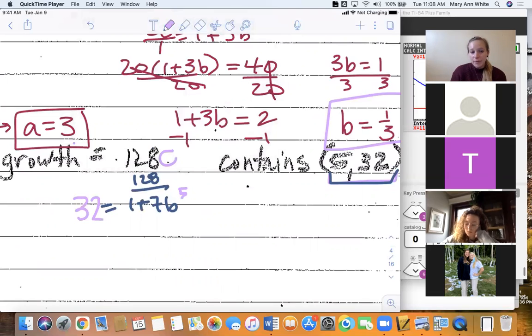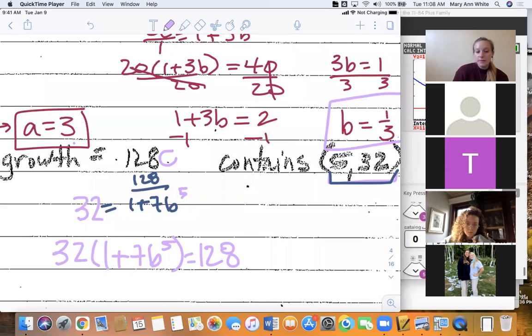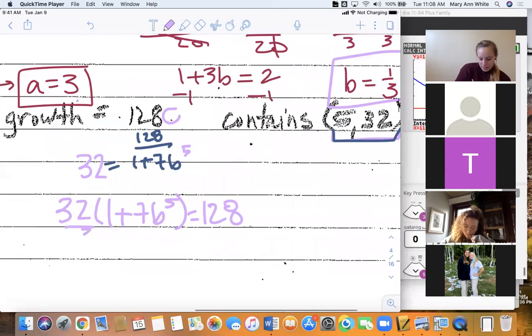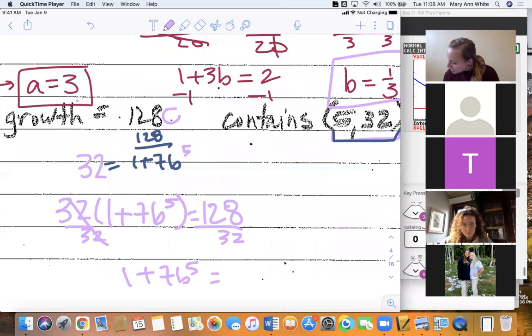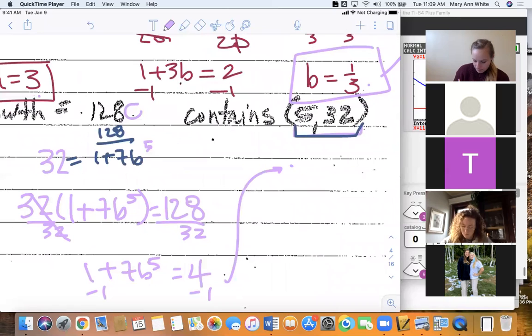I can't do any simplifying. I can't add 1 and 7 because 7 is being multiplied by B. So I'm going to cross multiply. I've got 32 times 1 plus 7B to the 5th equals 128. Divide by 32. 1 plus 7B to the 5th equals 4. Okay, minus 1, minus 1. 7B to the 5th equals 3.